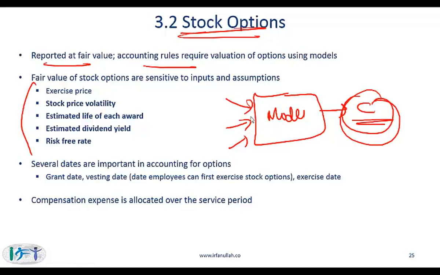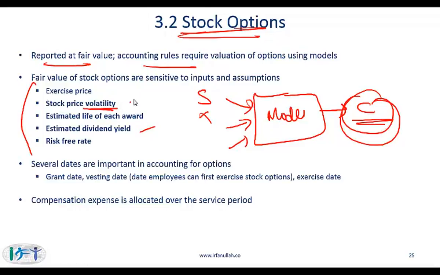What are the inputs and assumptions? You need to input the stock price, the exercise price, volatility, estimated life of each award, estimated dividend yield, risk-free rate. Now, do these assumptions impact the value of the options? Obviously, there is an impact. This is something you'll see in detail when we do derivatives later, but you've touched on this at level 1. So I'll just give you the facts over here, which you should remember because you'll see questions based on this material. And then later on in derivatives, this will become clear.